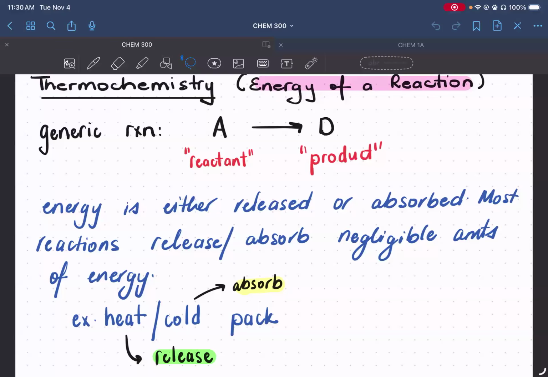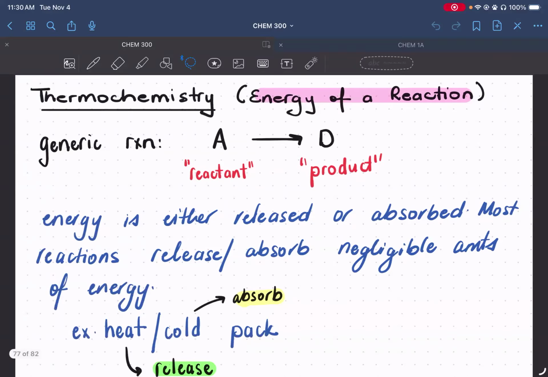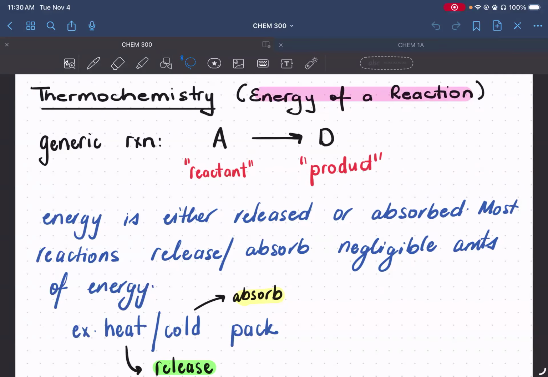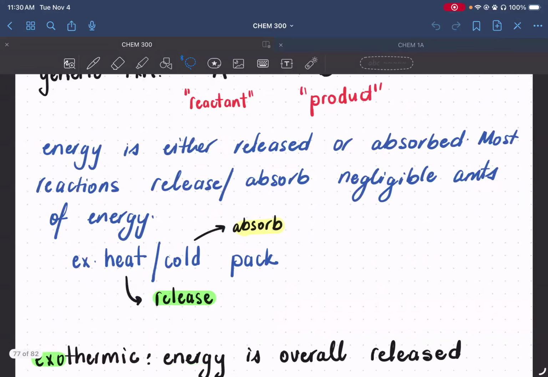Last Thursday, we of course started a new topic, thermochemistry, which we had described as being a topic about the energy of a reaction. We went over a few key details about thermochemistry, which is primarily centered around the idea that energy is either released or absorbed. Most reactions release or absorb negligible amounts of energy. What that means is more often than not, it will not be noticeable, at least to the naked eye or to human sensations, that energy is being released or absorbed. But there are a few cases where the reaction is a little bit more obvious. For example, a hot or ice pack or a bomb.